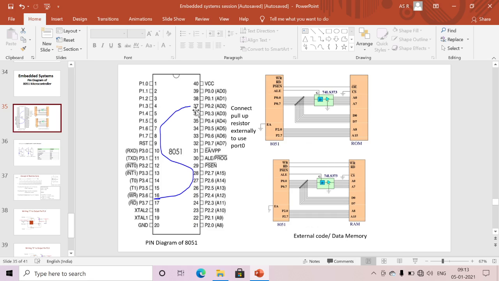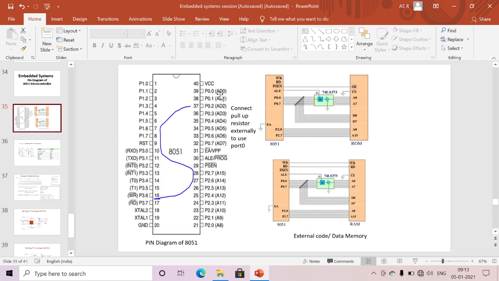Here, mainly the pull-up resistors are not connected in port 0 initially. That's why we need to connect them externally to use port 0. Initially, these other three ports have internal pull-ups, and this port doesn't have any internal pull-up. Then we need to connect an external pull-up resistor to use this port. We will discuss why we need this pull-up resistor in the next slides.